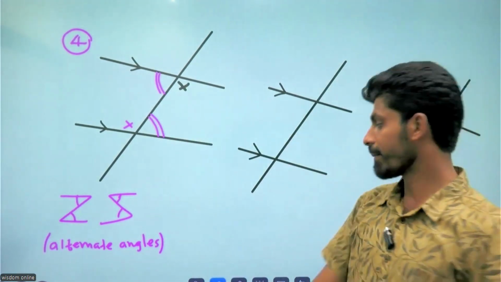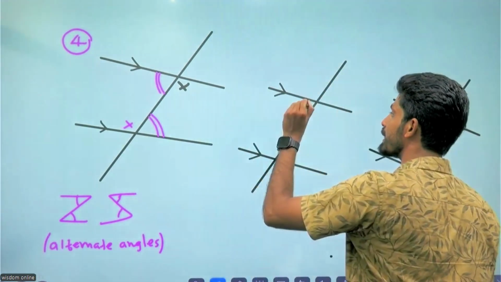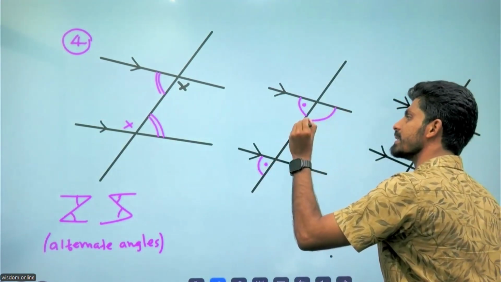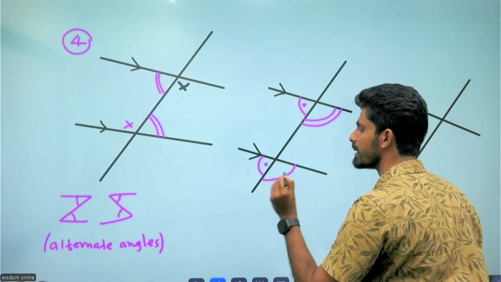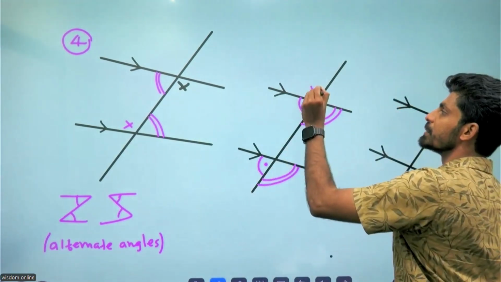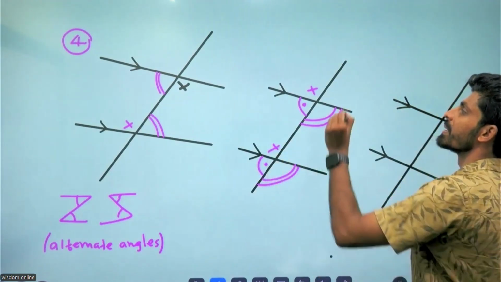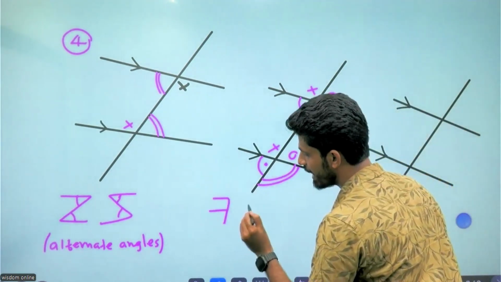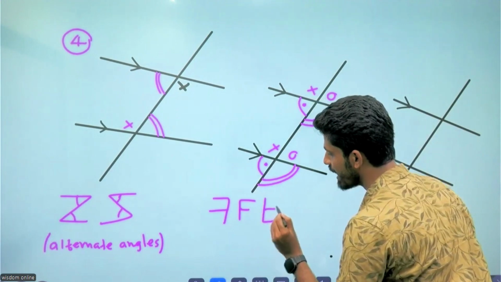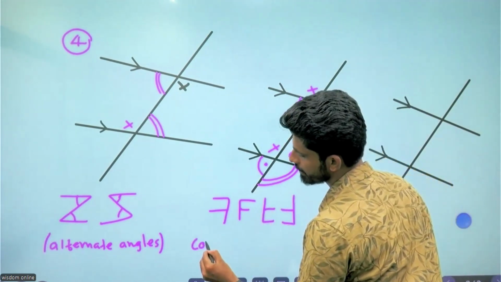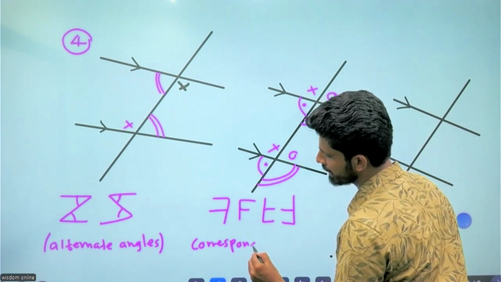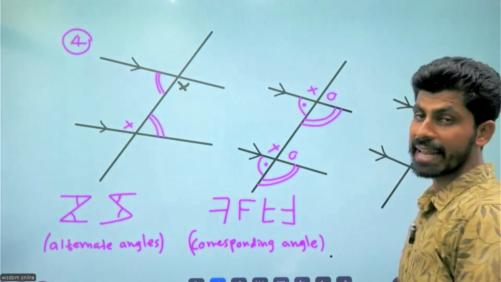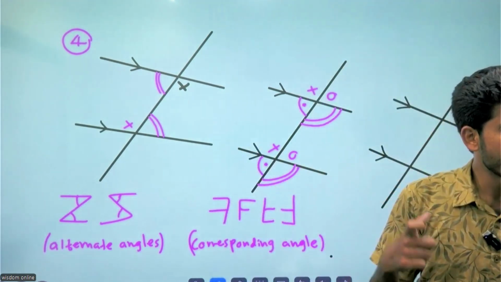Let's quickly move to the second one: corresponding angles. Corresponding angles means this one equals this one. These two angles are equal, which gives the letter F. Corresponding angles are equal.